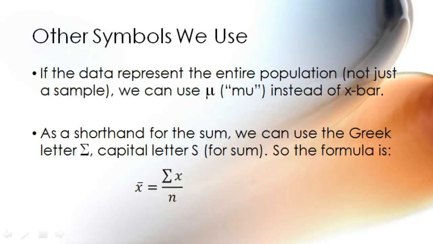Sometimes we use other symbols for the mean. If the data represents the entire population and not just a sample, we'll use mu for the mean instead of x bar, this Greek letter mu. Also, there's a shorthand way of writing add up all these numbers. It's sigma, the Greek capital S, for sum. So the formula looks like this. To get the mean, add up all the numbers and divide by how many you have.